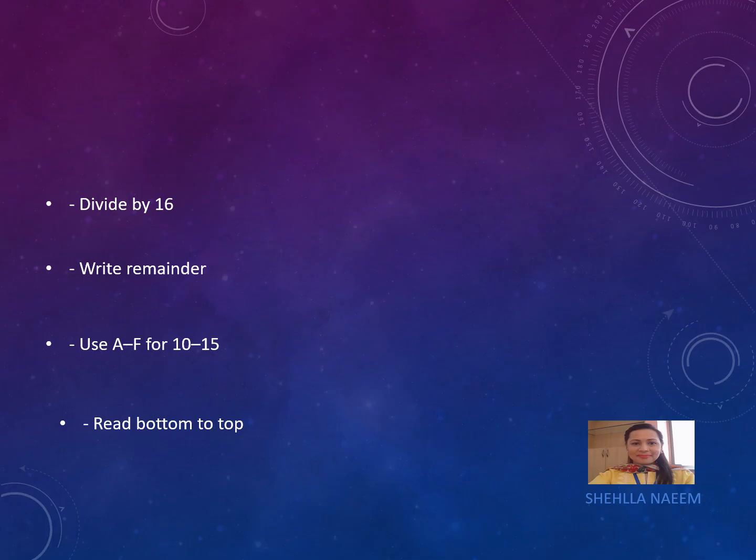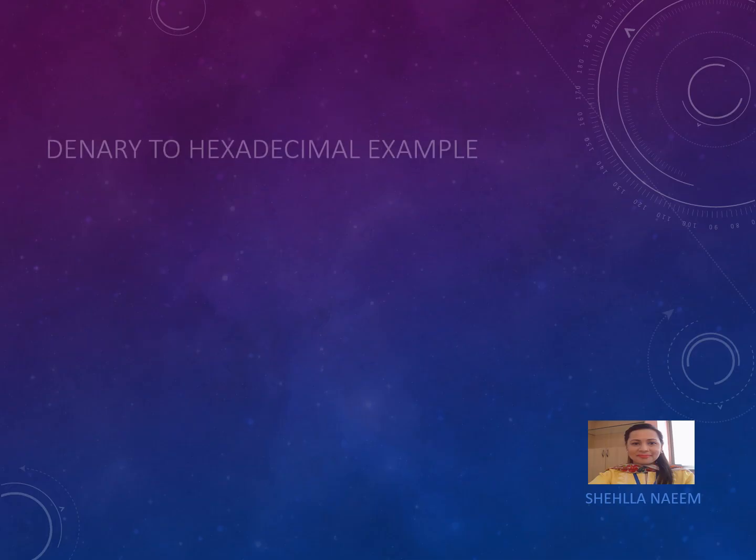So we divide it by 16, we write the remainder. The remainder is actually the answer. Use A till F for 10 till 15 and read bottom to top. This is the rule for dividing to hexadecimal.